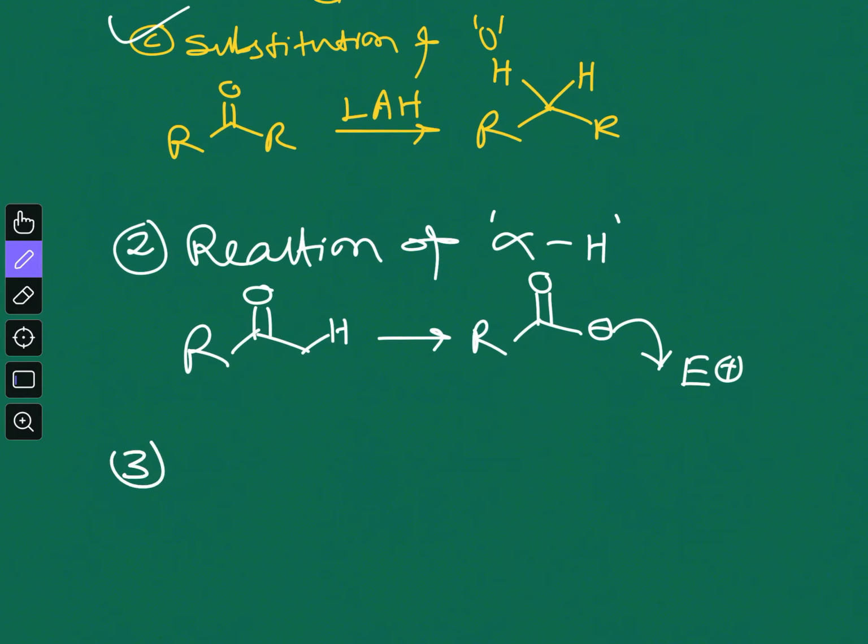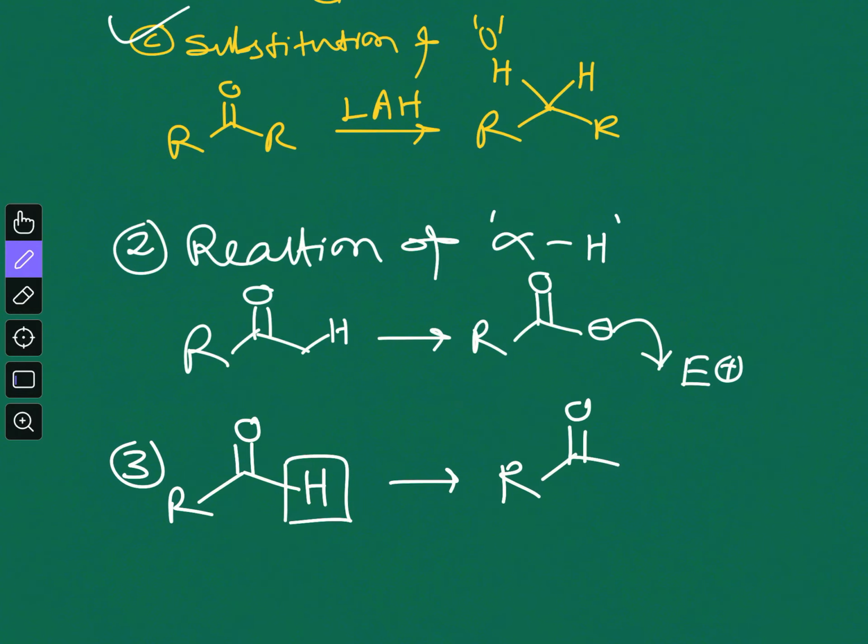And the third category is the reaction of aldehyde hydrogen atom, and the simple example is the Cannizzaro reaction. In case of Cannizzaro reaction, one of the aldehydes will be oxidized to acid and another will be reduced to alcohol. So these are the 3 classes of reactions which involve the carbonyl functionality, right?